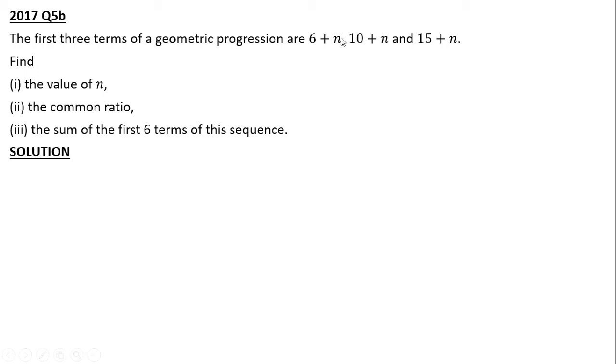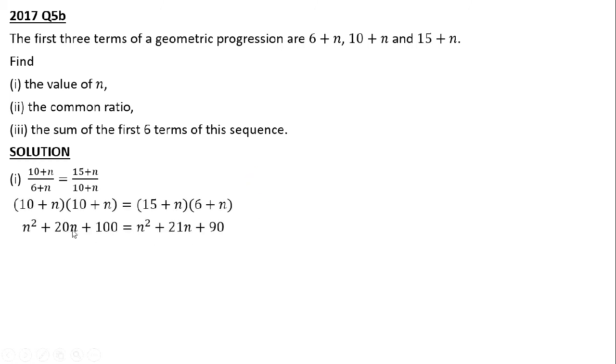So we are going to have our R, which is 10 plus n divided by 6 plus n, which should be equal to 15 plus n over 10 plus n. Cross multiply, expand. n squared and n squared can be grouped, they'll give us a 0. Move the 21n to the left, it will become a negative. Move the 100 to the right, it will become a negative.